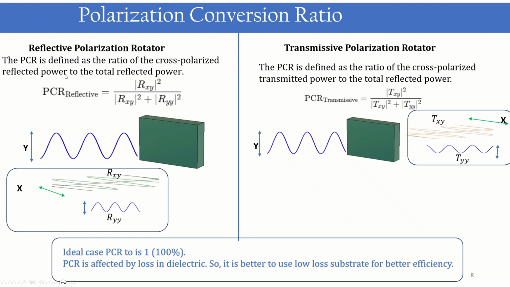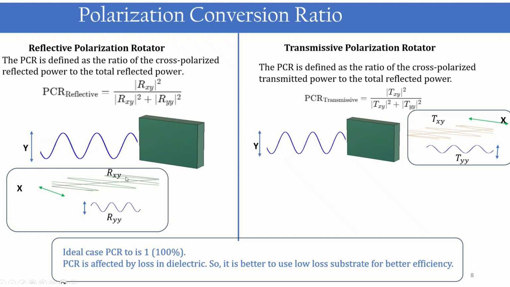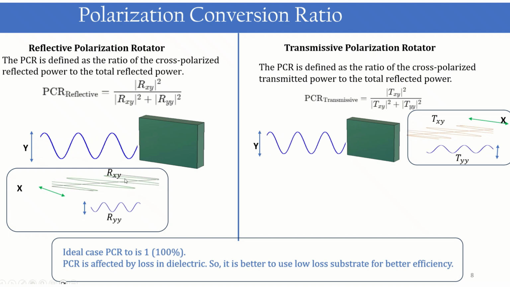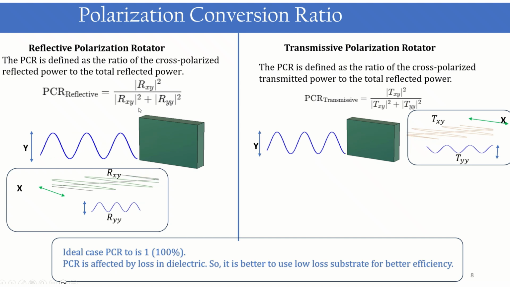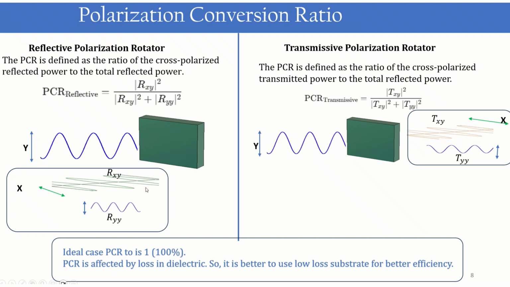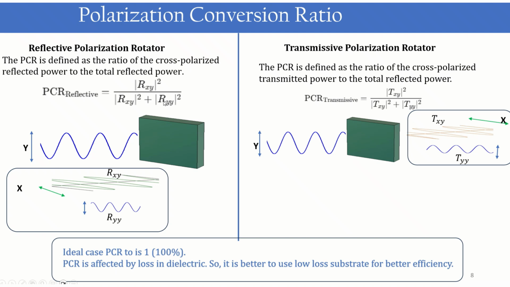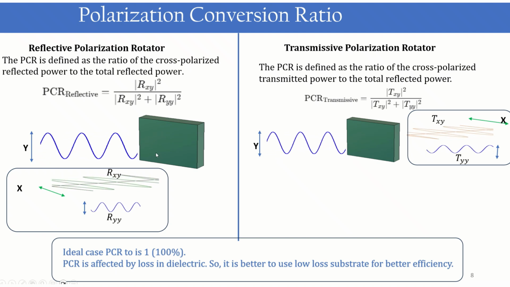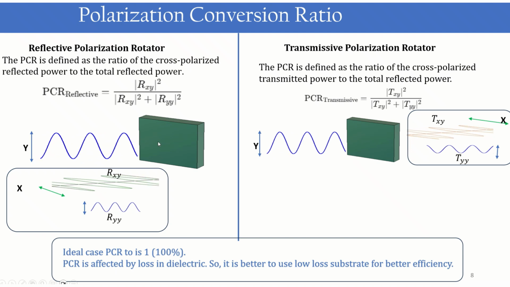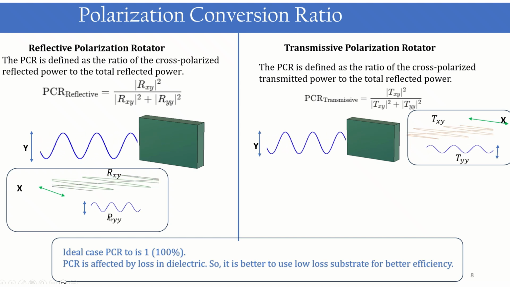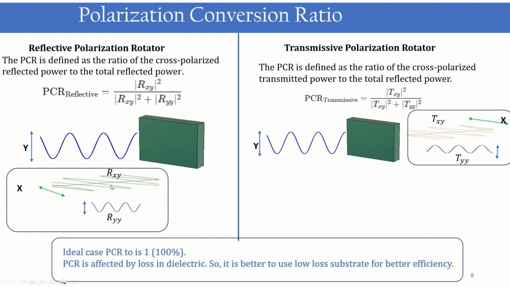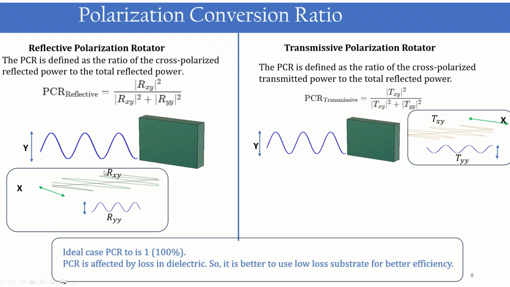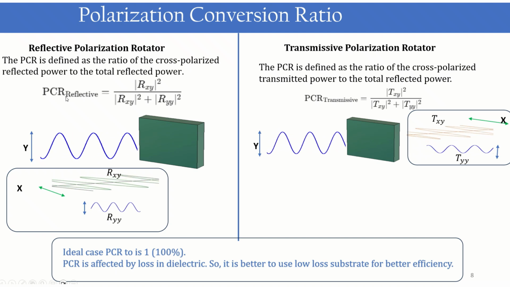So the polarization conversion ratio is defined as the ratio of cross-polarized reflected power to the total power. That is, it is equal to Rxy squared divided by Rxy squared plus Ryy squared. In this case, we know that if this polarization rotator is ideal, then this Ryy will be 0. So all the wave will be converted into the orthogonal polarization. In that case, PCR will be equal to 1.